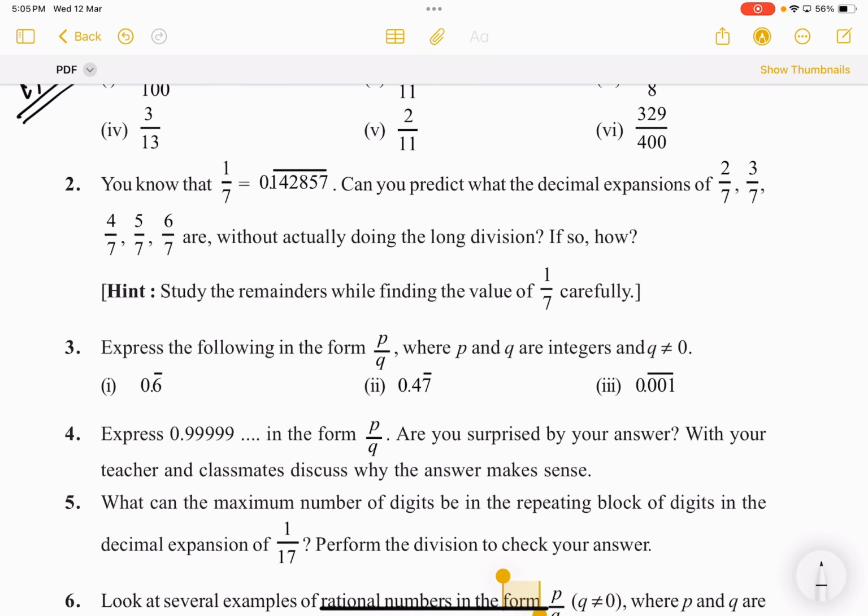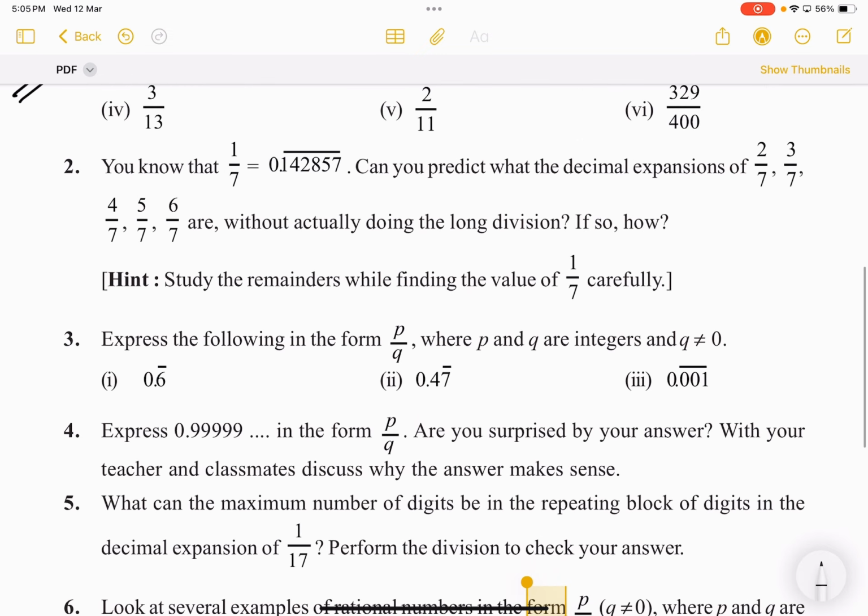Question number 2. 1 by 7 we have already done, and they have given it also. We did, right? Can you predict the decimal expansion of 2 by 7, 3 by 7, 4 by 7, 5 by 7 and 6 by 7? 2 into 1 by 7 is 2 by 7, right? So 2 multiplied by the quotient, you will get the answer. But it is not only like that.